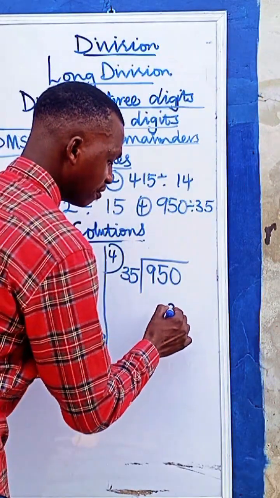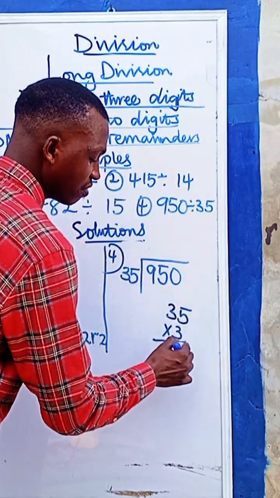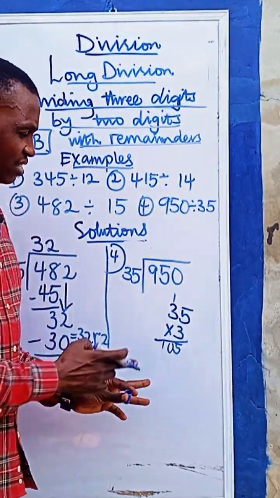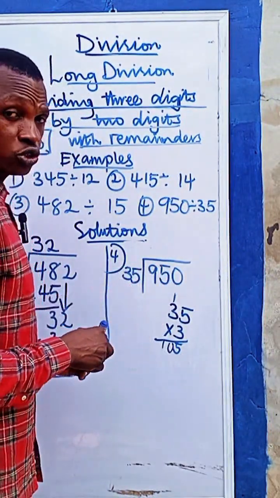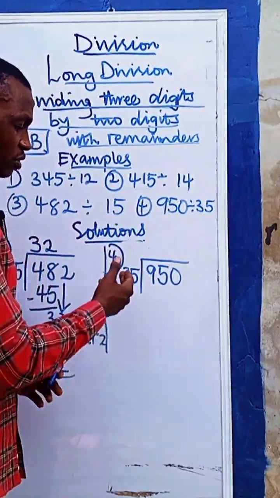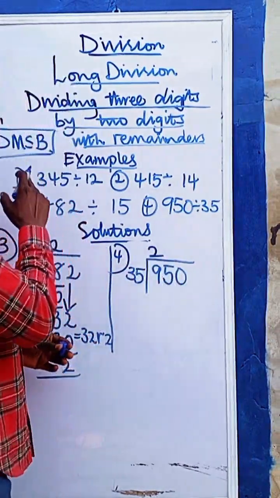Well, let's do it together. So if you have 35 times 3, of course, we know 3 times 5 is 15. Write your 5, keep your 1. 3 times 3 is 9 plus 1 will give you 10. So 105 is more than 95. So we won't be using this. We'll move to the next one, which is 35 and 95. We will go twice. Then let's go for the multiplication.